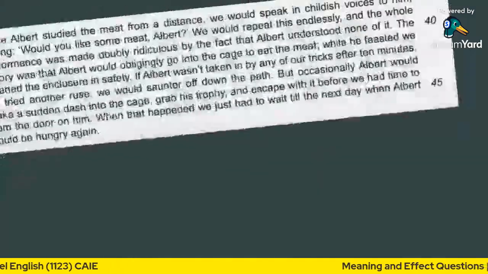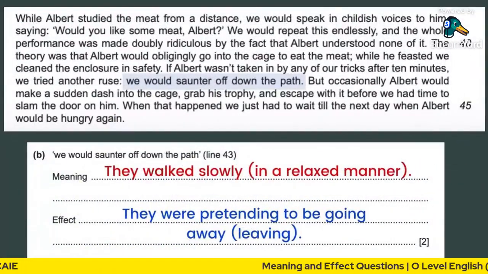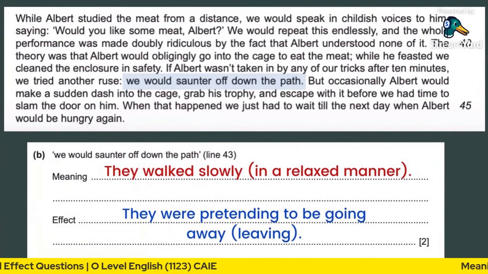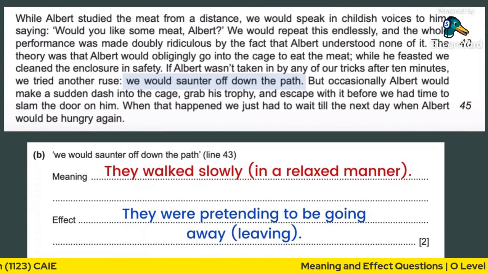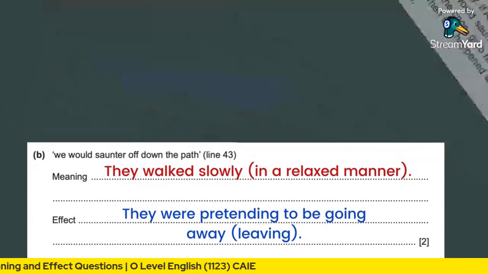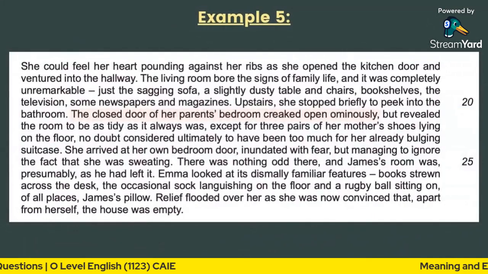Before moving on to the second part, read the passage above. The question says, we would saunter off down the path. The literal meaning of this phrase is that they walk slowly in a relaxed manner. This relaxed movement, in terms of the effect, shows they are pretending to be leaving. Similarly, you can say that they are trying to show that they are going away. This is the fifth and the last example.